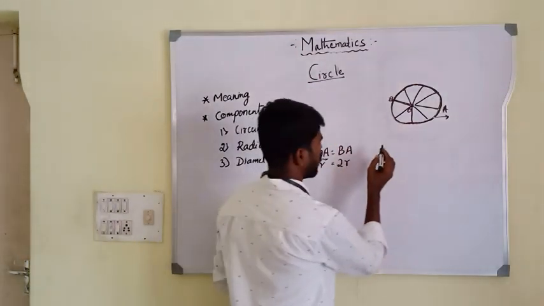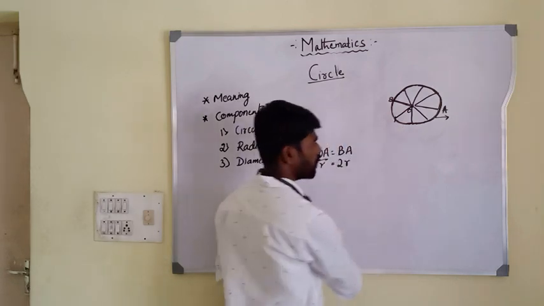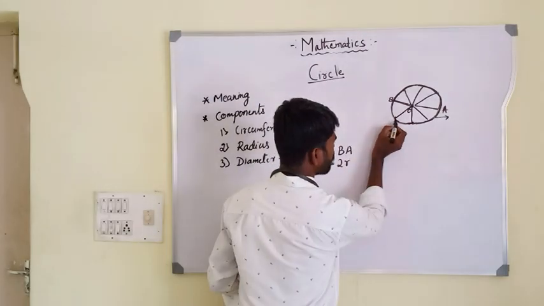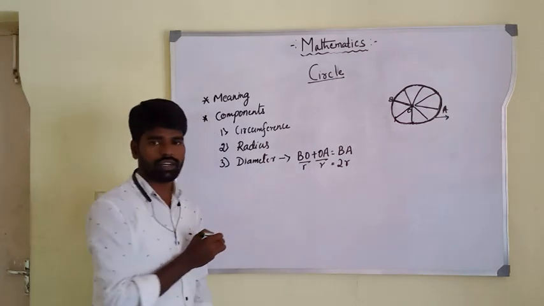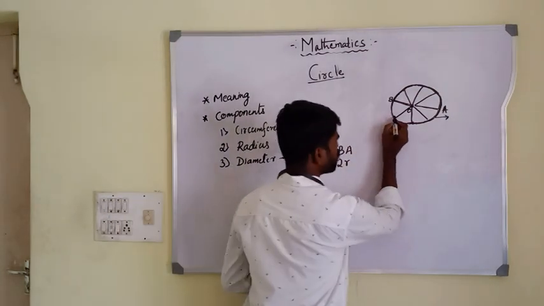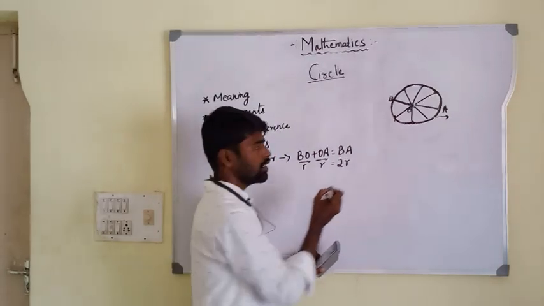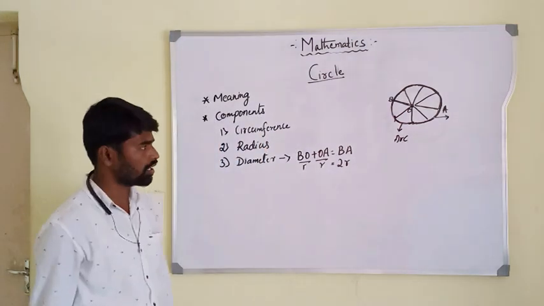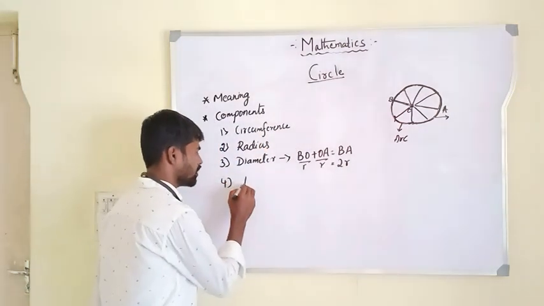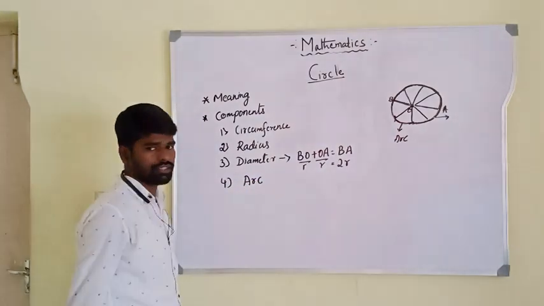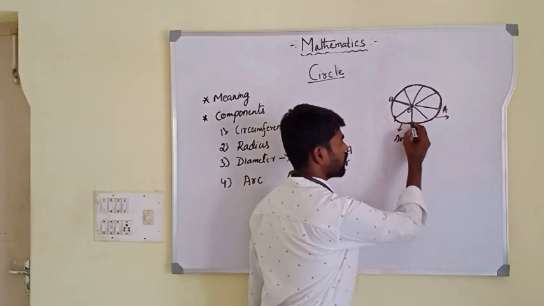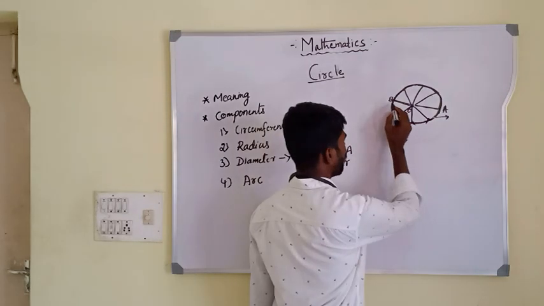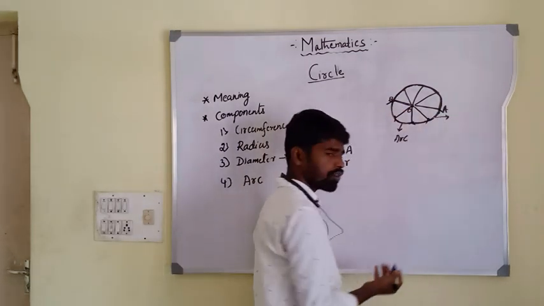Next, now look here. Here I will take one point and here I will take another point. So this is one part of the boundary of the circle, correct? So this part of the circumference is called an arc of the circle. So next component is arc of the circle. So here one part is there, we can take here, that is also arc. We can take here, that is also arc. Or you can take from here to here, that is also arc.